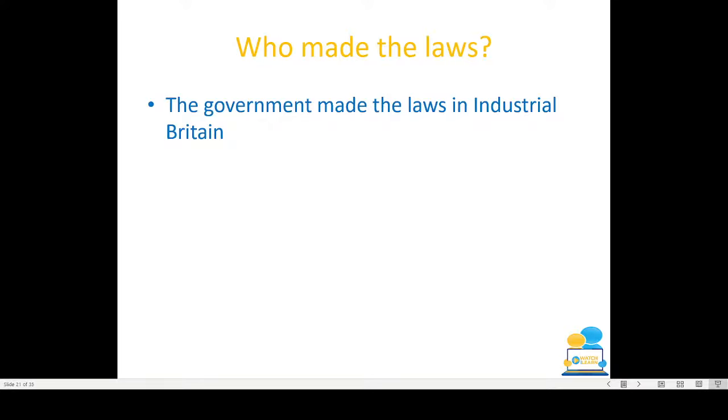It's very similar if we look at Rome. The Senate would have had a say in making laws. So the government has a say in making laws here. So we can add that to our table, that the government made laws in industrial Britain.